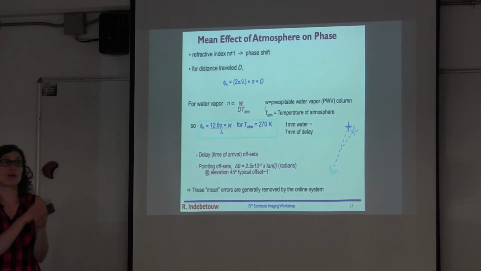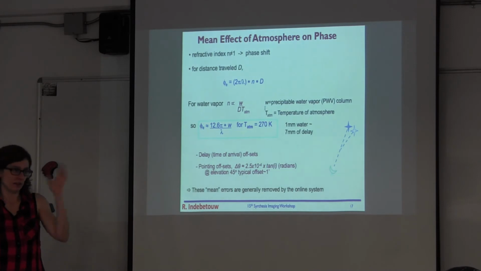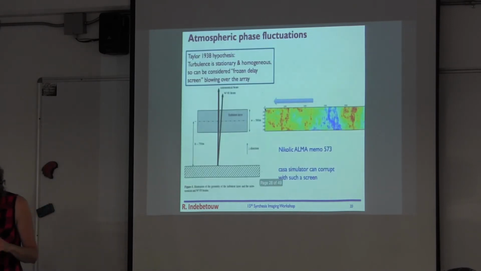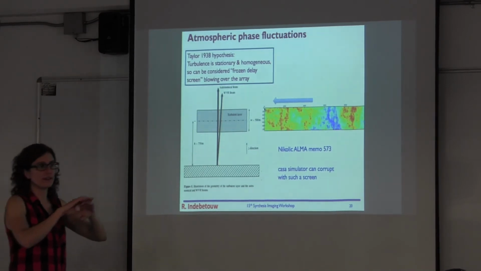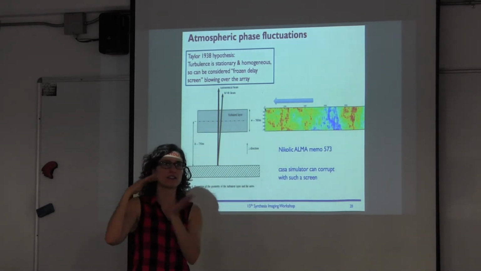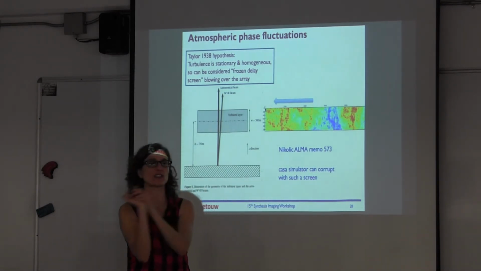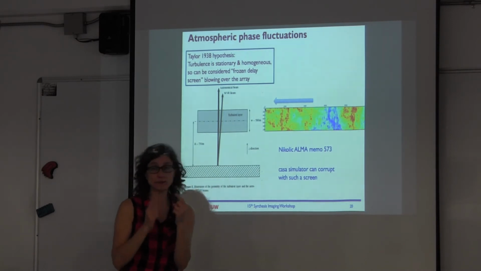But on top of that, even when we are observing such a source, we have the noise, the phase changes from the atmosphere itself. So they model the layer of water vapor as a single layer, a screen, that is causing a delay in the signal that goes through the atmosphere.